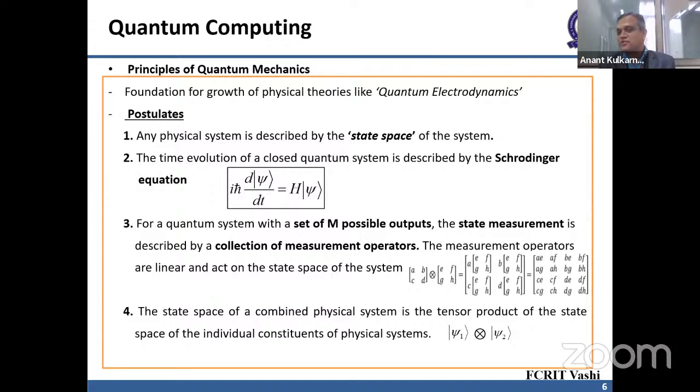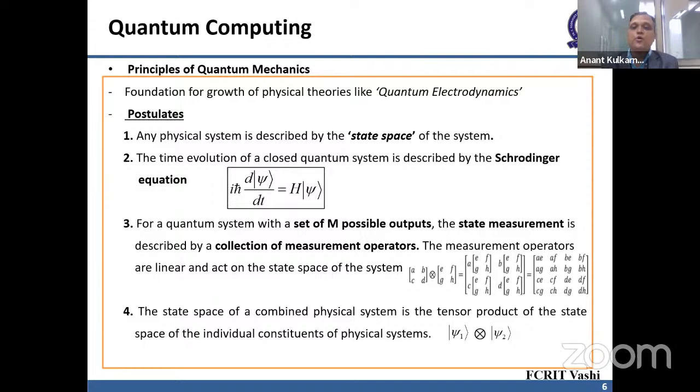There are two constants in the Schrodinger equation. One is the Planck constant, and the other is the Hamiltonian operator. This capital H is the Hamiltonian operator, and this small h is Planck's constant. All of us who have studied physics are familiar with the Planck constant, and its value is 6.62 into 10 raised to the power of minus 34 joules per hertz. So the evolution of the system is governed by this Schrodinger equation.